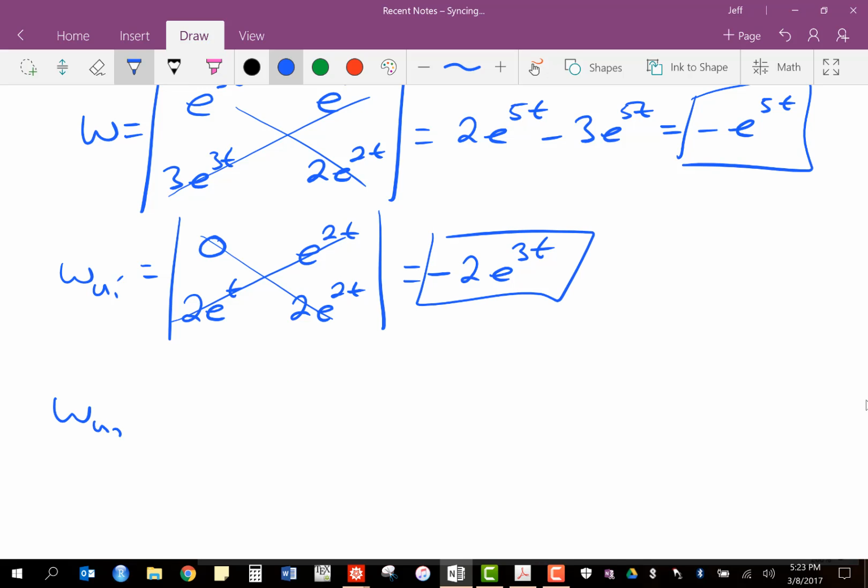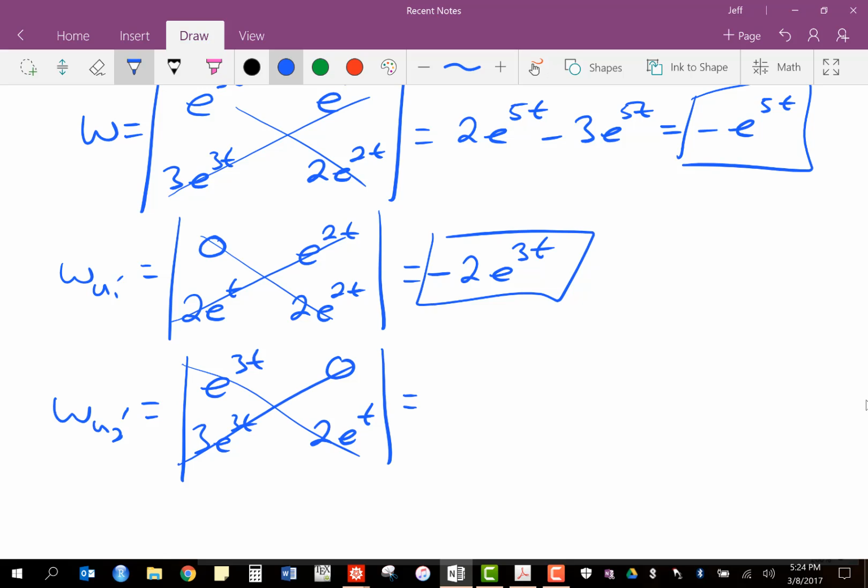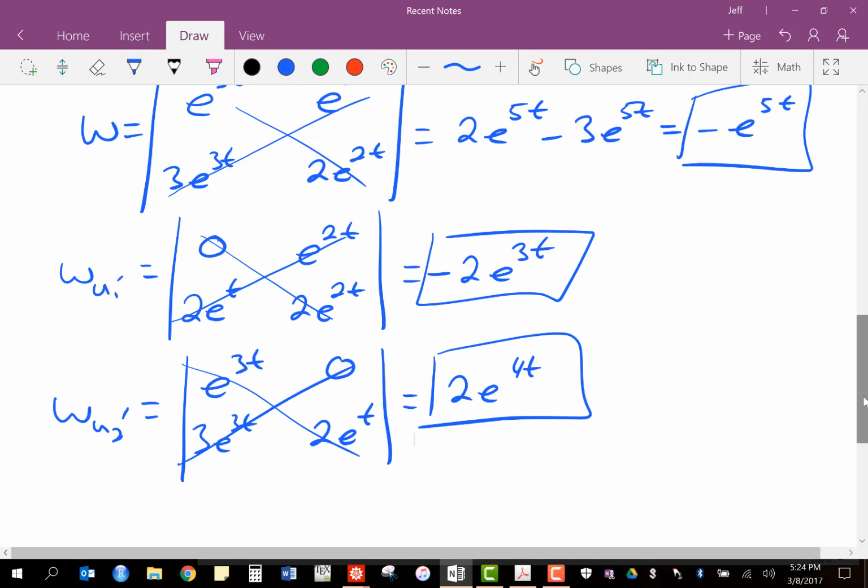Similarly, y sub u2 prime will be the first column, which was e to the 3t, and then 3e to the 3t, and 0 to e to the t. It's always going to be 0 and that thing that made it not homogeneous. Multiply in this direction, I will get 2e to the 4t minus 0. All right, what comes next?